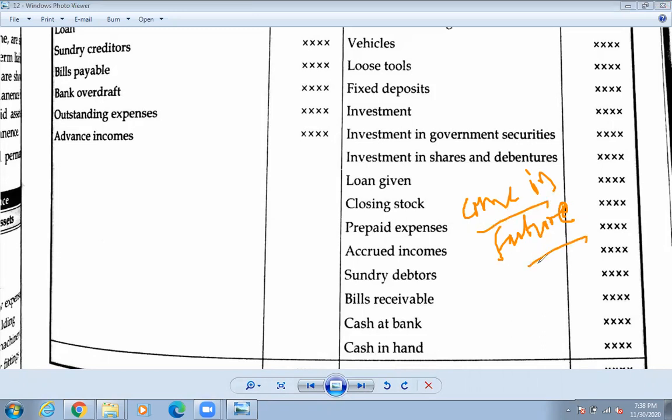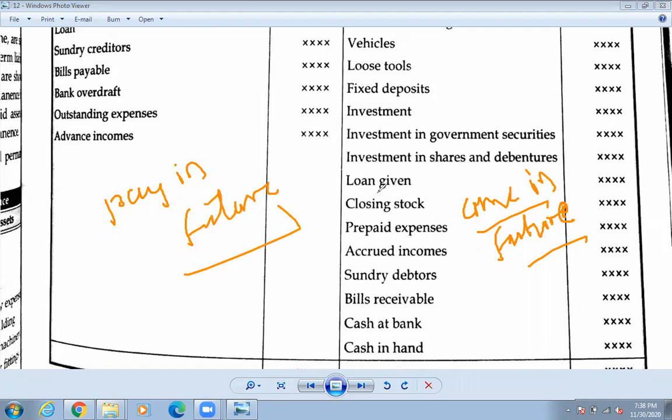So will come in future. So those things which will come in future, that is the assets which you need to pay in the future. Okay, so I'm telling you again and again. So pay in future. So yesterday, your meaning matra tha. So you don't need to memorize anything, you can easily remember everything.